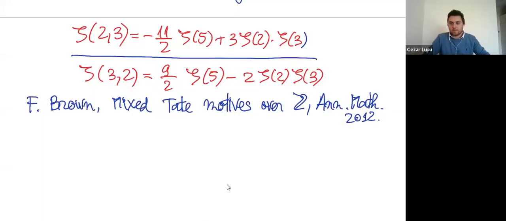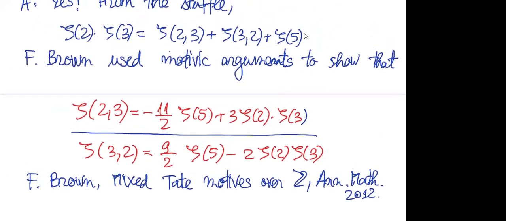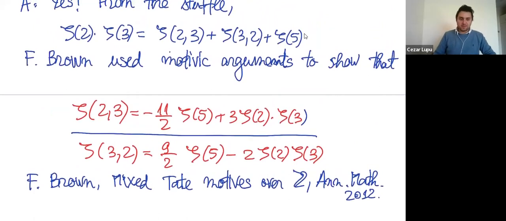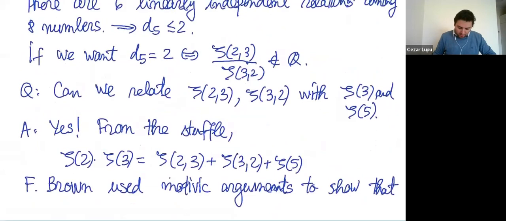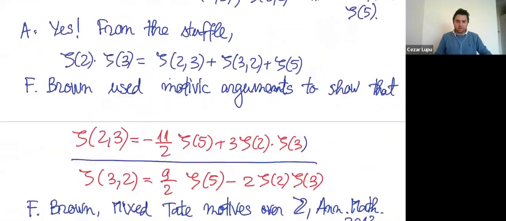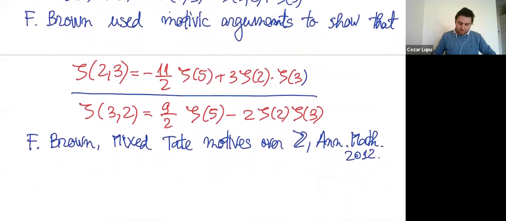All right, so we have this. We said these linear relations, right? And in a way, let me just say what happened in weight 6. This was in weight 5. Then we said there are 6 linearly independent values among these 8 values.